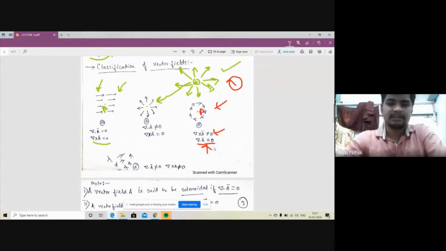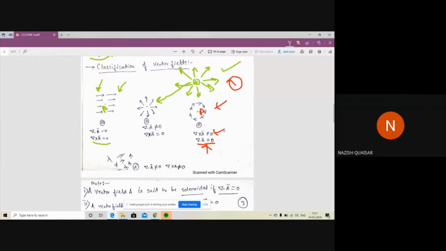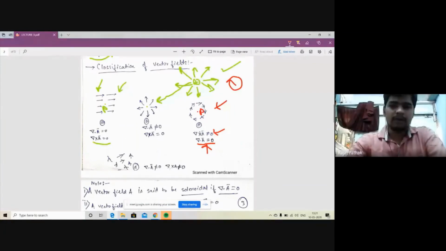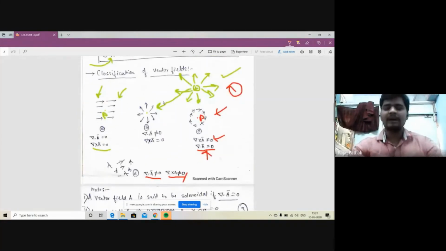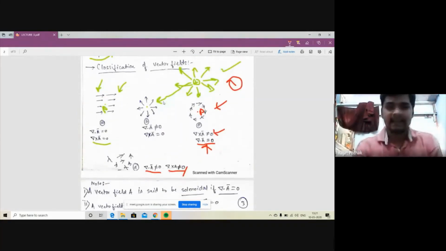Now you understand this thing? Yes. Okay. Now the point D. Here the field lines are like that. It is also diverging, and the vectors over here are also rotating. So we can say the divergence of the vector A will be non-zero, and the curl will also be non-zero. So this is point D. On the basis of curl, divergence and gradient, we can classify the vector fields also. Okay, you understand or not?